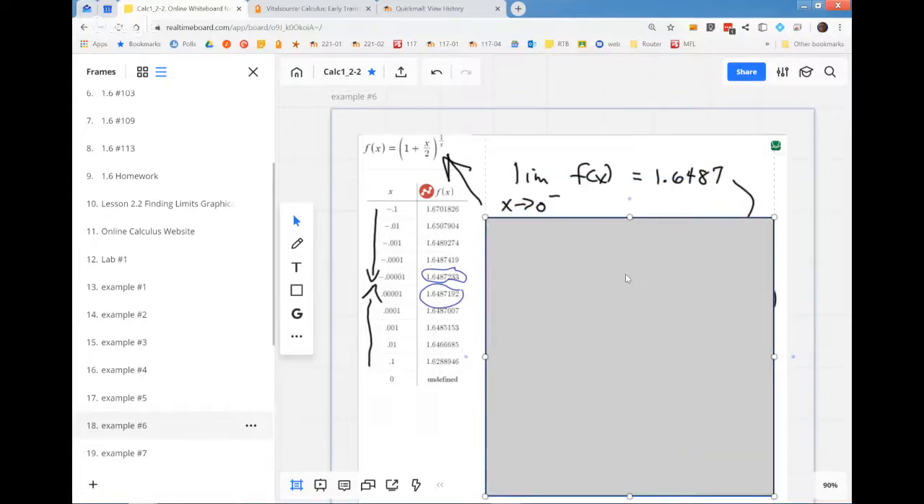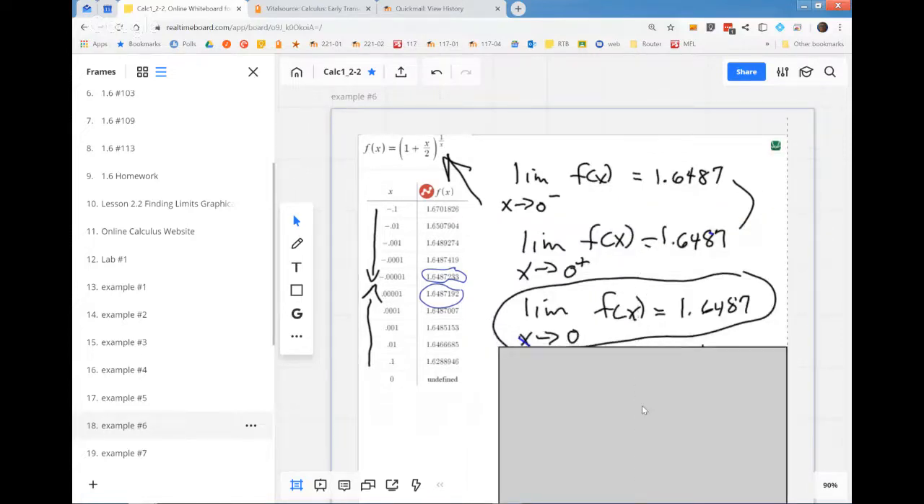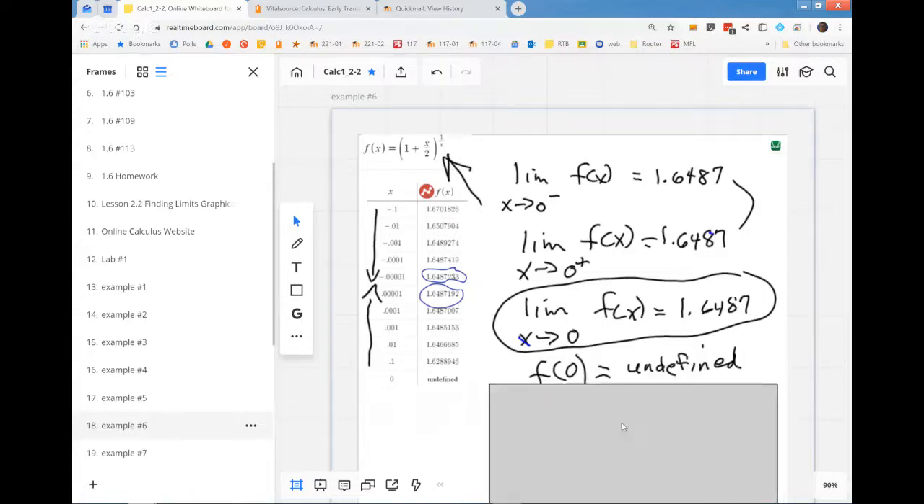Well, the left-hand limit appears to be 1.6487. The right-hand limit appears to be the same. Therefore, the overall limit is that number, 1.648. I didn't put all the digits down, but now when you actually make x 0, why is this undefined? Well, because the exponent here was 1 over x, and if you make x 0, that exponent becomes garbage. It's 1 over 0, and that's why it's undefined. Now let's take a look at that one in decimal.